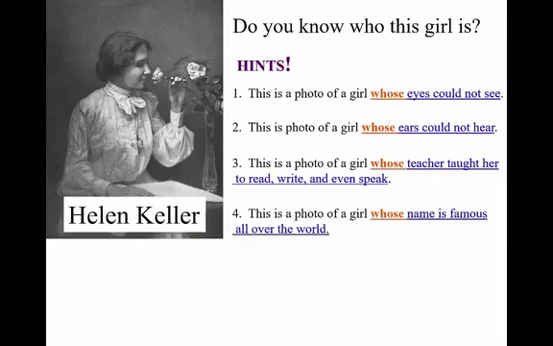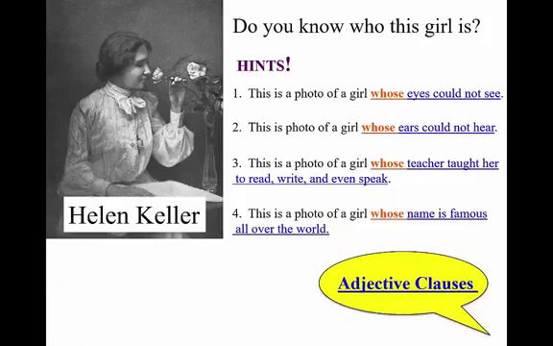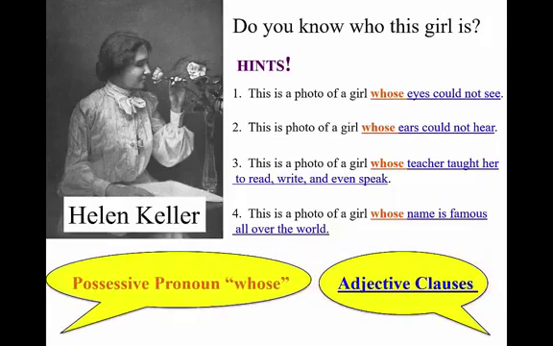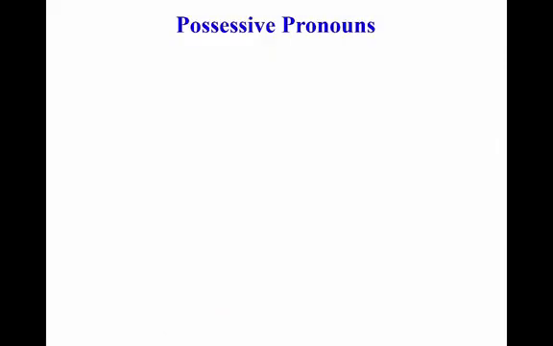Right, it's Helen Keller. Now notice, all of the sentences begin with the same main clause. This is a photo of a girl, followed by adjective clauses that are underlined. Now all of these adjective clauses begin with the same word, whose, which is a possessive pronoun. Let's talk a little bit more about possessive pronouns.